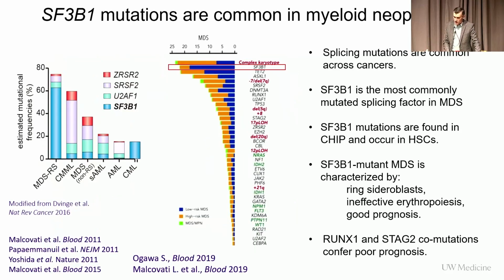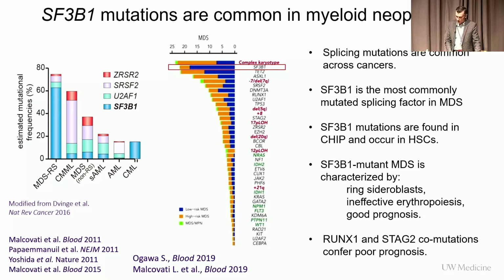Let me talk very briefly about SF3B1, because this hasn't been mentioned yet at this meeting. Splicing factor mutations are very common in MDS. It's one of the most common mutations, as well as other splicing factor mutations. In myelodysplastic syndromes, they're typically associated with favorable prognosis, the presence of ring sideroblasts, and ineffective erythropoiesis. There are also other co-occurring mutations that can confer poor prognosis.